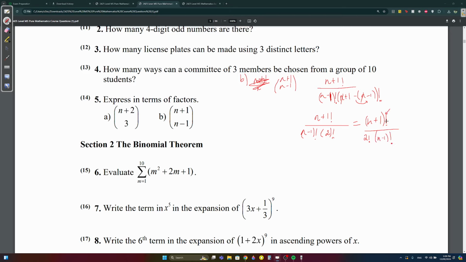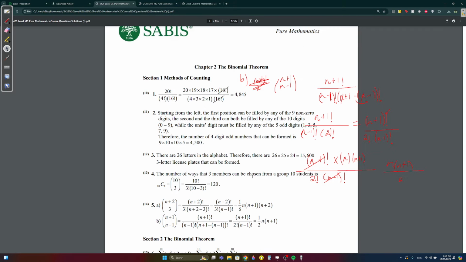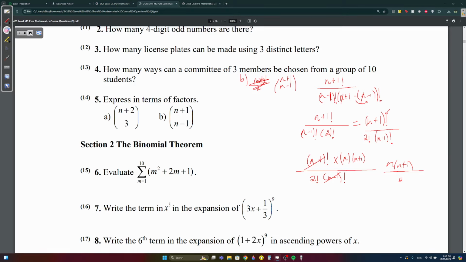Can you rewrite (n plus 1) factorial in terms of (n minus 1)? Yes, you can. It's going to be (n minus 1) factorial, then you keep on going until you reach n plus 1, over 2 factorial times (n minus 1) factorial. Cancel, cancel. (n plus 1) over 2, or half (n plus 1), whatever, it doesn't matter.